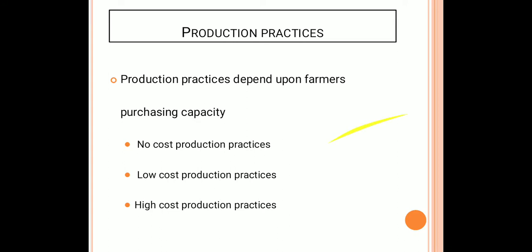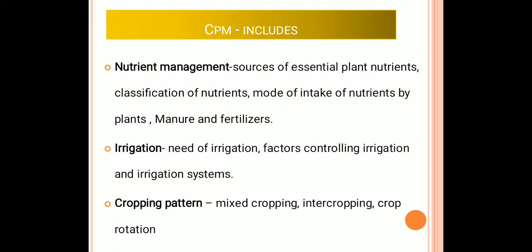Crop production management includes nutrient management. First is crop nutrient management, then irrigation, then the cropping pattern. These three are the main important functions of crop production management. First one is nutrient management. What do you mean by nutrient management? Sources of the essential plant nutrients, classifications of the nutrients, mode of intake of nutrients by the plants, manures and fertilizers. These are the subtopics we are going to discuss in nutrient management.